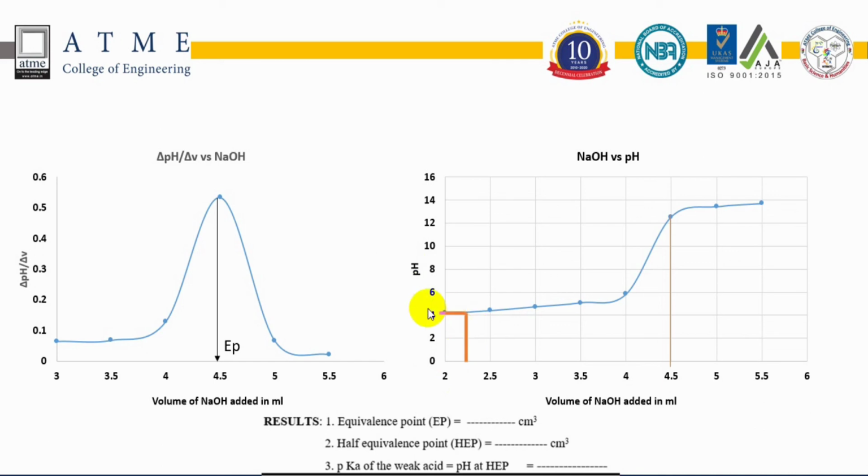The pH at the half equivalence point, this particular point, is your pKa. So this is the equivalence point, 4.5. 2.25 is the half equivalence point. Whatever pH is observed at 2.25 is your pKa. So the pKa value is 4. Note down the results. Equivalence point is 4.5. Half equivalence point is 2.25, that is the equivalence point divided by 2. pKa is the pH at the half equivalence point, that is 4.